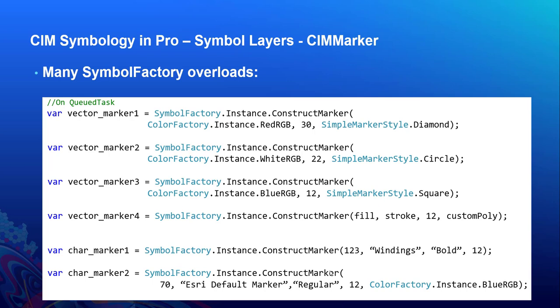In the last two examples, I'm making a character marker. The first one, I'm using the character index 123 to be found in the font called Wingdings. I want its style to be bold and its size to be 12. In the second example, I want character index 70 from the style Esri default marker. Give it a font style of regular, a size of 12, and then I want the color of its internal polygon symbol to be blue.